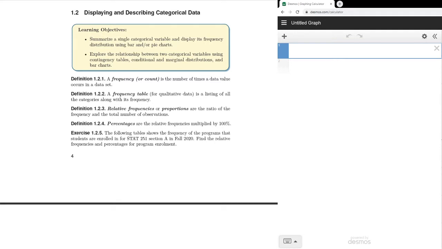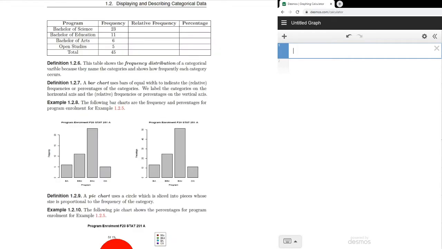So the following table shows the frequency of program enrollment for Stat 251, Section A in fall 2020. So let's go through an example of calculating the relative frequencies and percentages for program enrollment. So here is the frequency table for program enrollment.